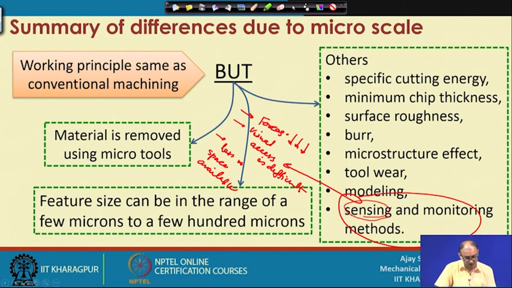So, you need very sensitive instruments, such as a load cell, a dynamometer, or different types of acoustic emission sensors, in such a way that they can measure small amounts of force or any other vibration signal or tool wear signal. Those things should be there, and the size should also be very small, because you have to accommodate all these sensors or monitoring devices in a small location. So, these are the different problems and the different methodologies by which you can successfully machine the micro component.